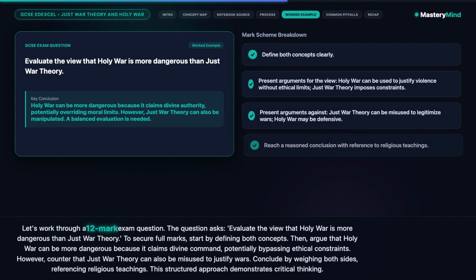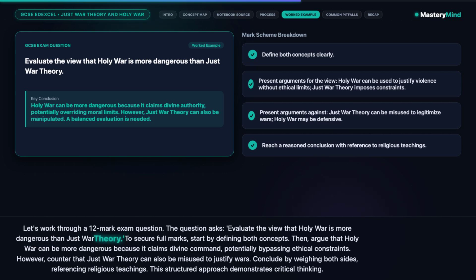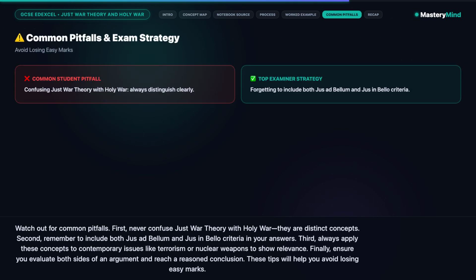Let's work through a 12-mark exam question. The question asks, evaluate the view that holy war is more dangerous than just war theory. To secure full marks, start by defining both concepts. Then, argue that holy war can be more dangerous because it claims divine command, potentially bypassing ethical constraints. However, counter that just war theory can also be misused to justify wars. Conclude by weighing both sides, referencing religious teachings. This structured approach demonstrates critical thinking.